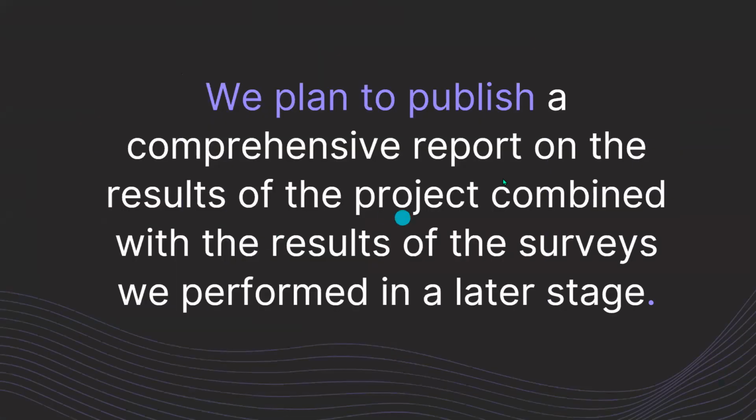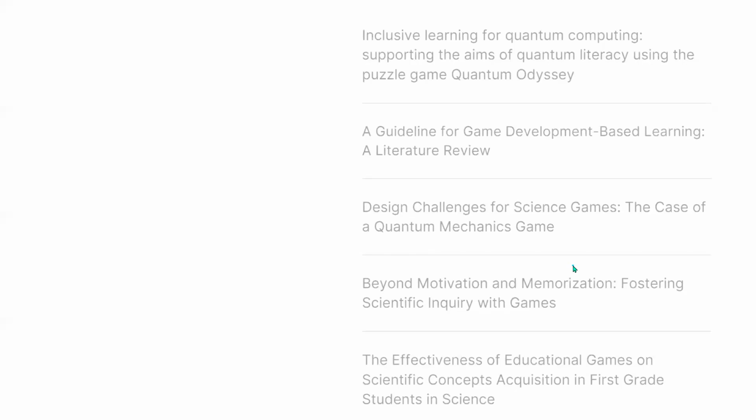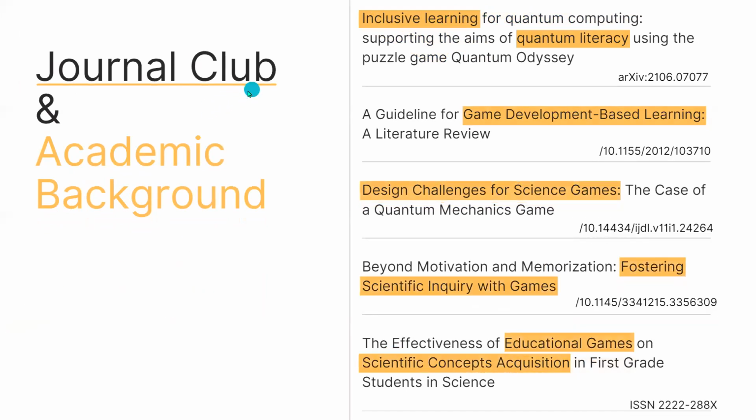Okay, so we plan to publish a comprehensive report of the results that I have talked to you about, with the information from the surveys we did, which I'm going to talk about in a little while. So in the future part of the project, we are going to talk about the Journal Club and Academia team, the future aspects, and then some events. In the Journal Club and Academic background session, it was important to discuss the future part of the project.